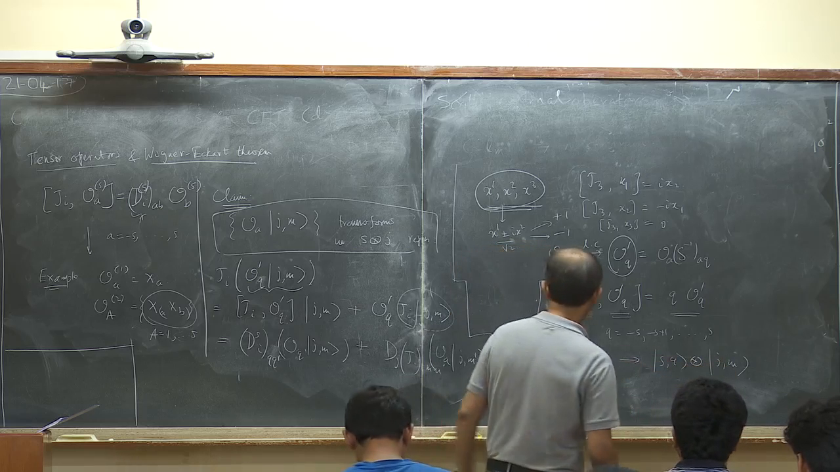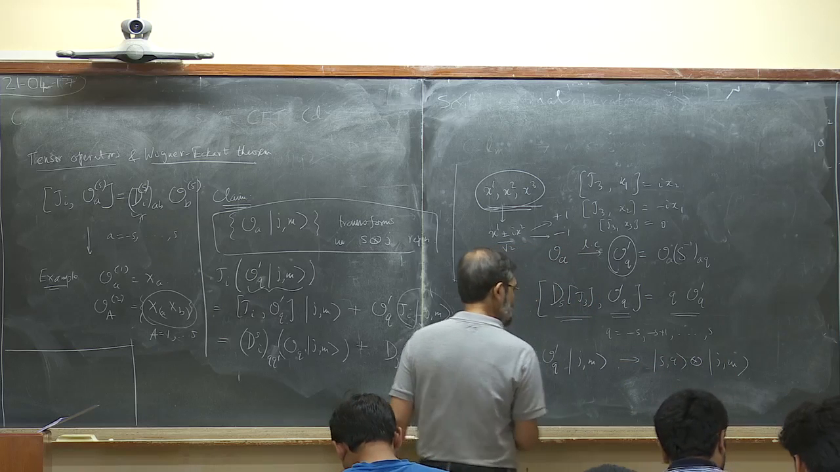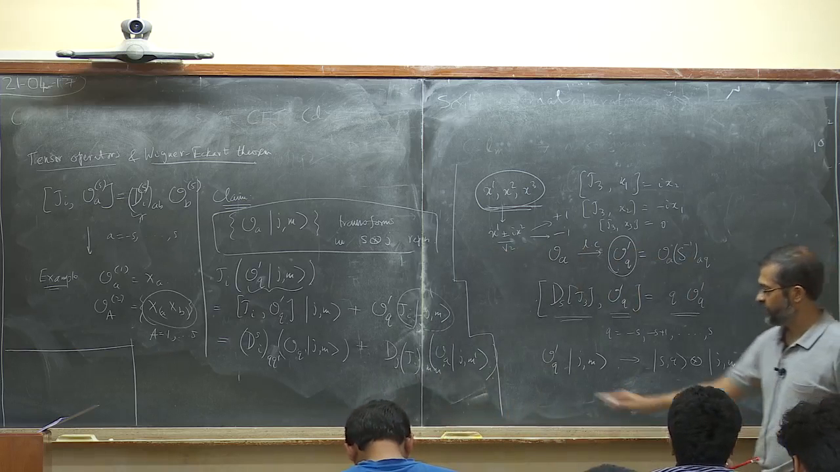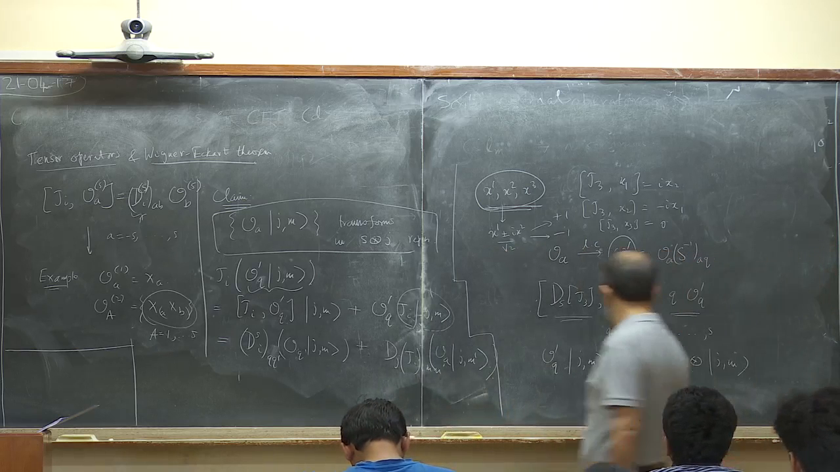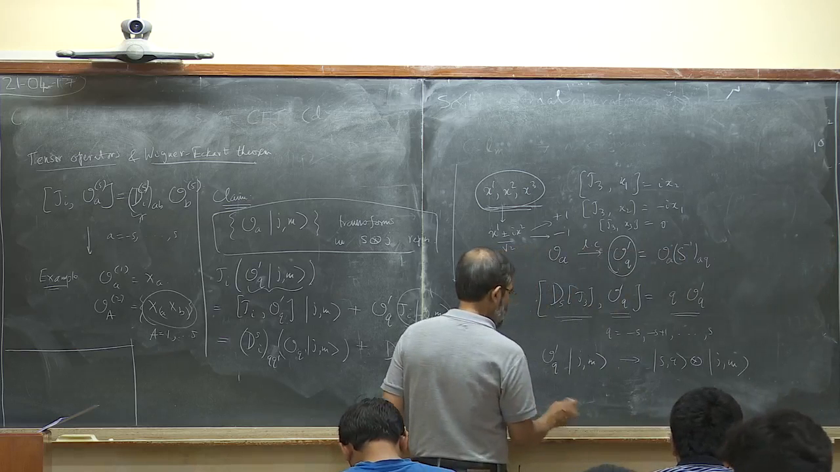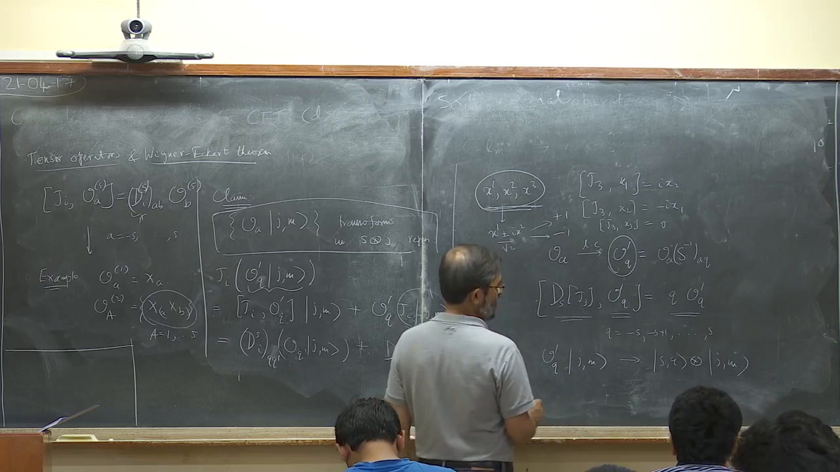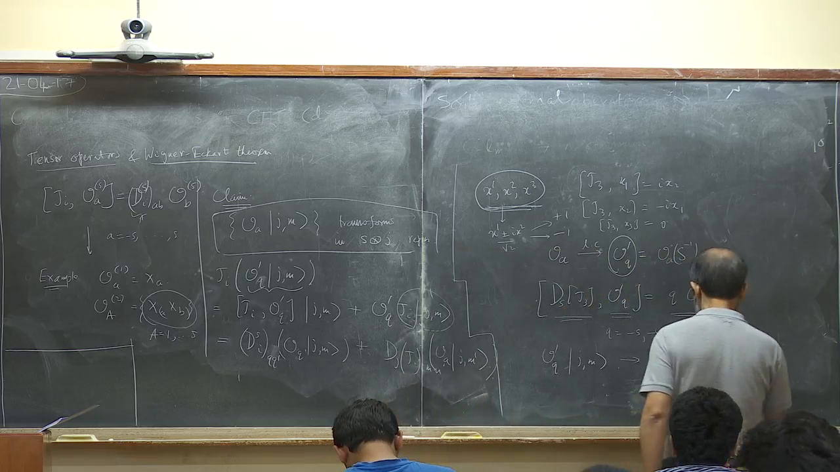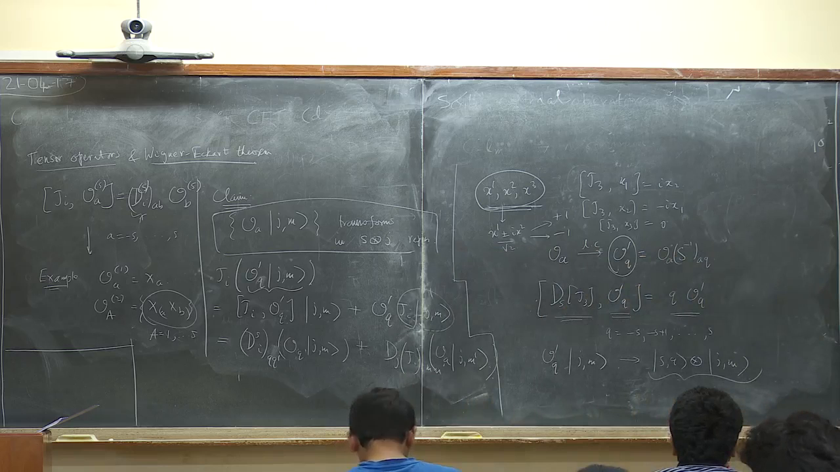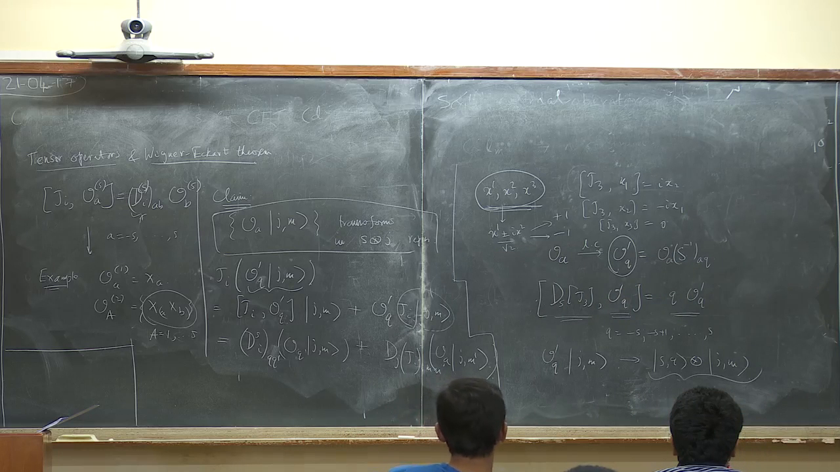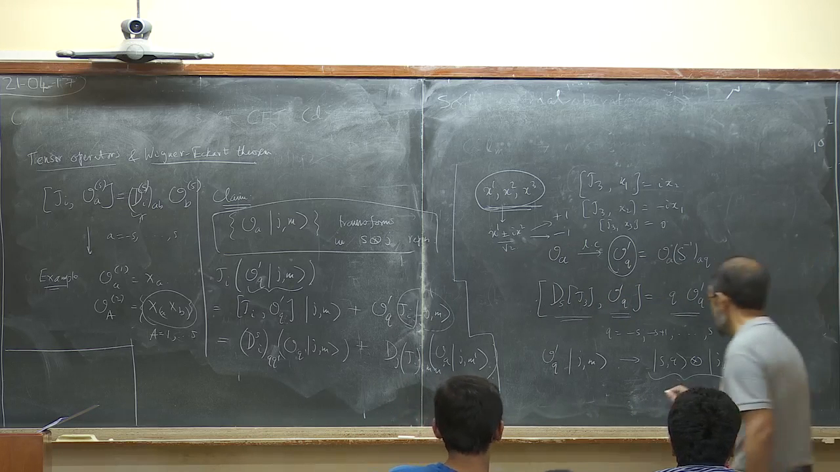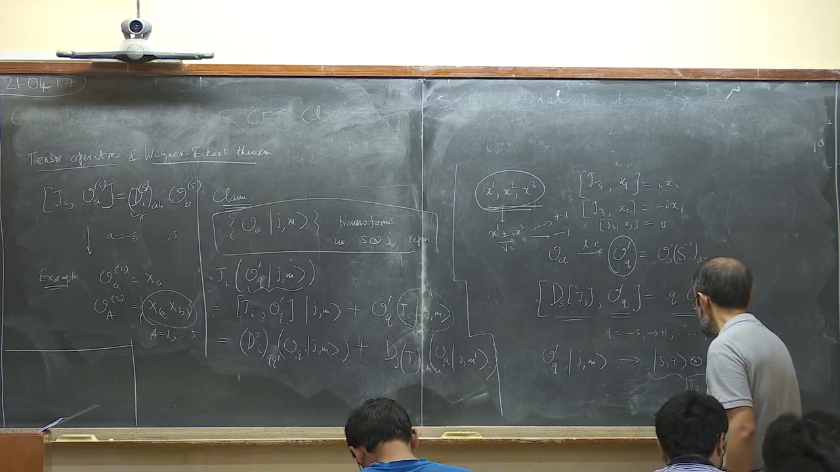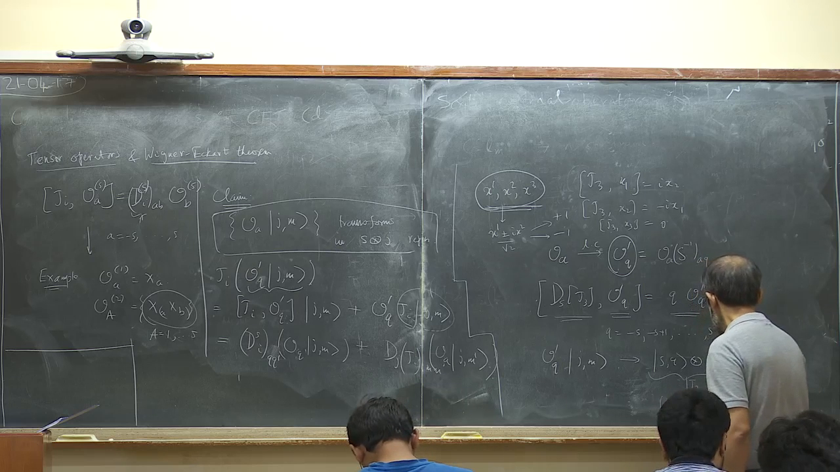So let me give you some small justification of why I am saying this. Let us say that I act by J3 on this. If I acted by J3 on this, can somebody say what the eigenvalue will be? Q plus M by Leibniz rule. Good. So J3 acting on this will give me Q plus M times this state.